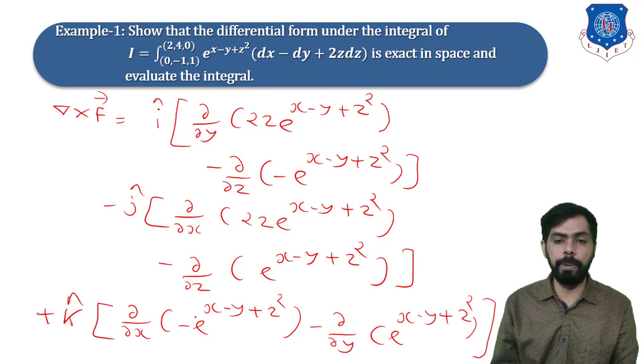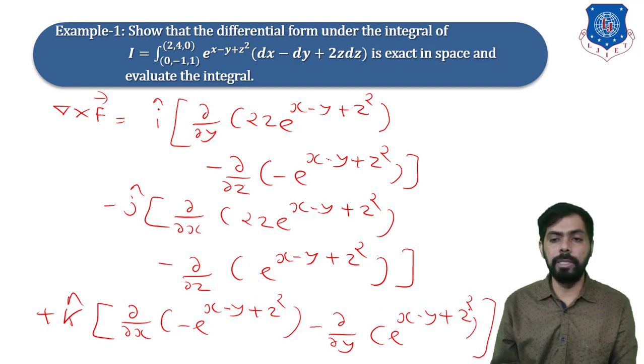Now if we take partial differentiation of this function with respect to x, then y and z are constant, so here it will be minus e raised to x minus y plus z square into 1, because the derivative of y and z will be 0, because y and z are constant.